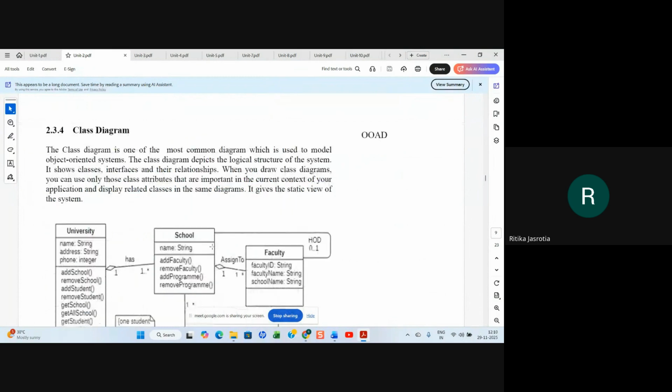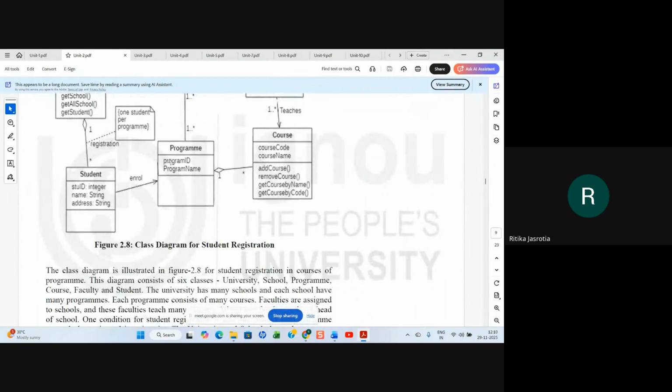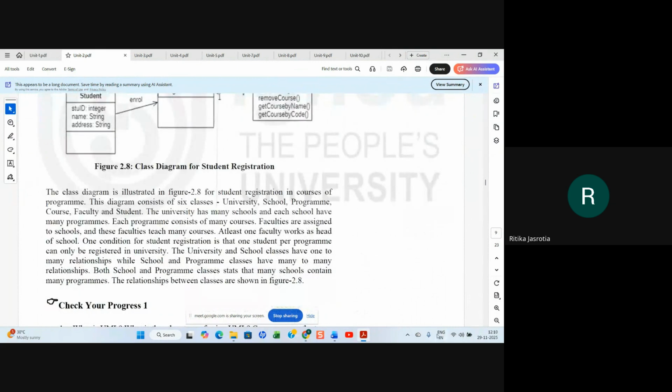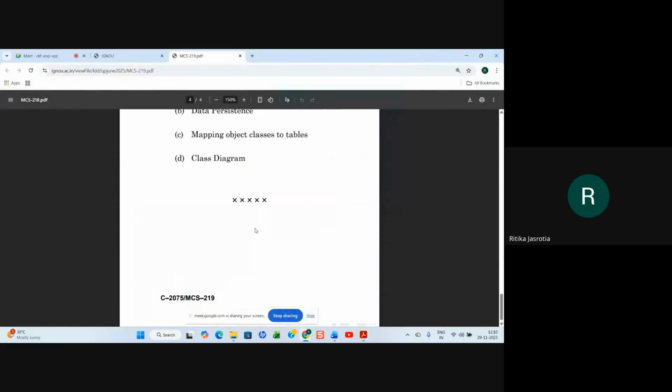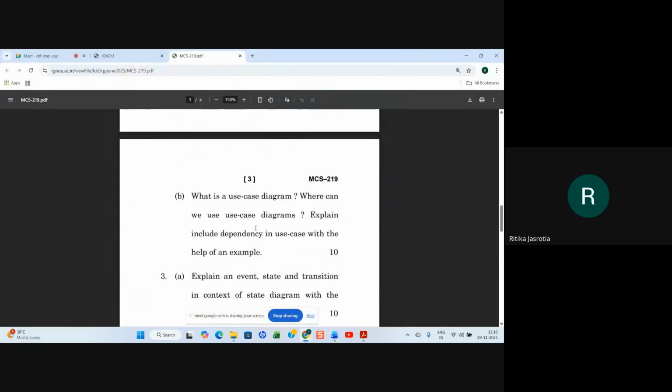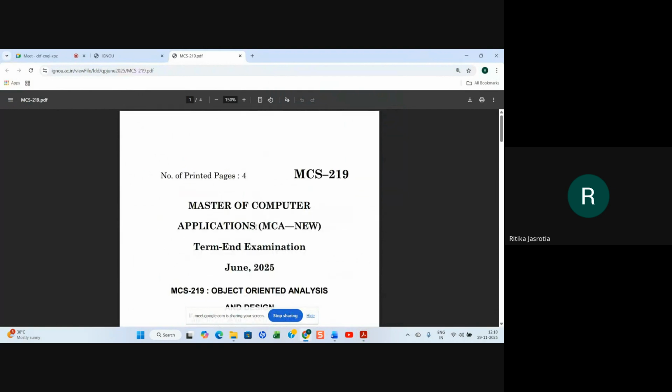So this is the example they are showing of the class diagram, right? So you can give an explanation here. So this is what one of your papers was. These are the answers to the papers.